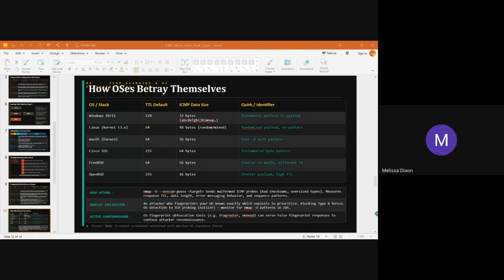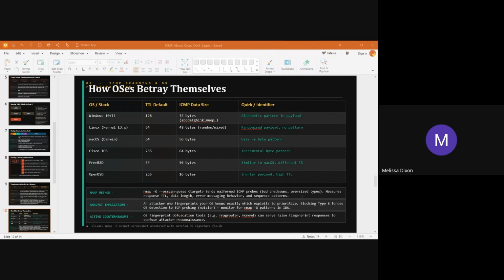So we have TTL 128, which equals Windows. TTL 64 is Linux or Mac operating system. TTL 255 is Cisco or OpenBSD. The payload pattern: Windows uses A, B, C, D, E, F, G, H, I, J, K, L, M, N, alphabetic and consistent. Linux uses random bytes, and Mac uses incremental bytes starting at 0 by 08.